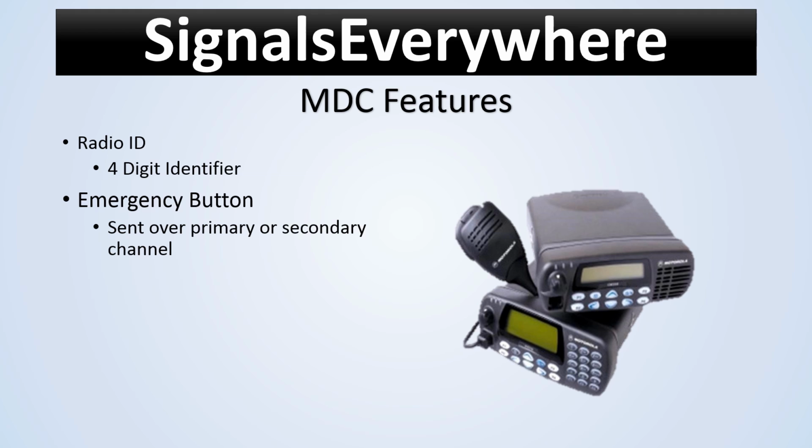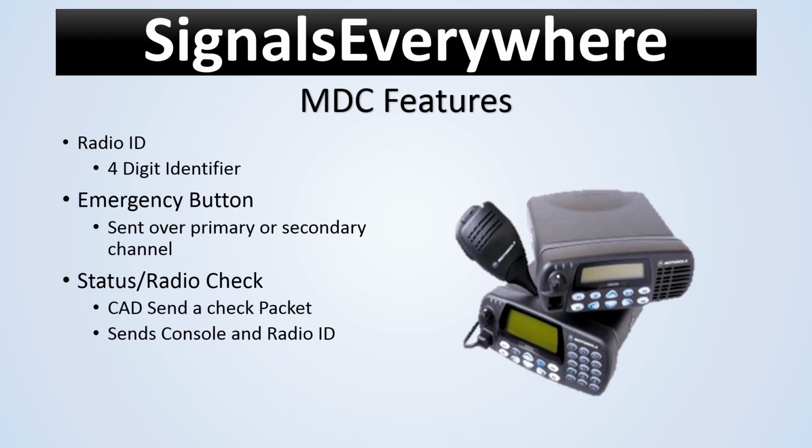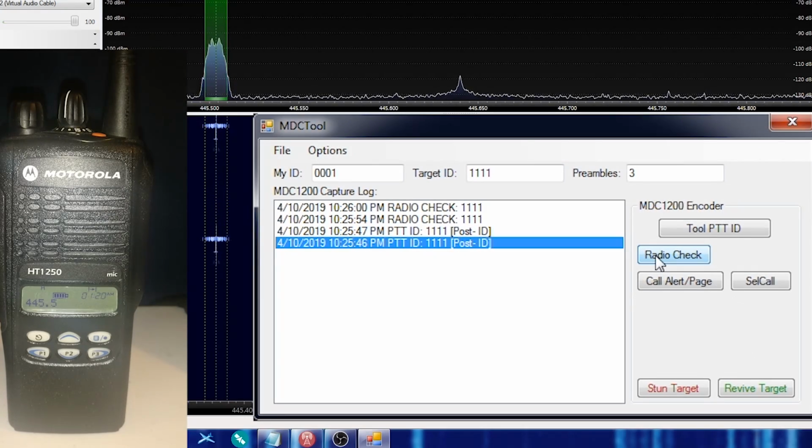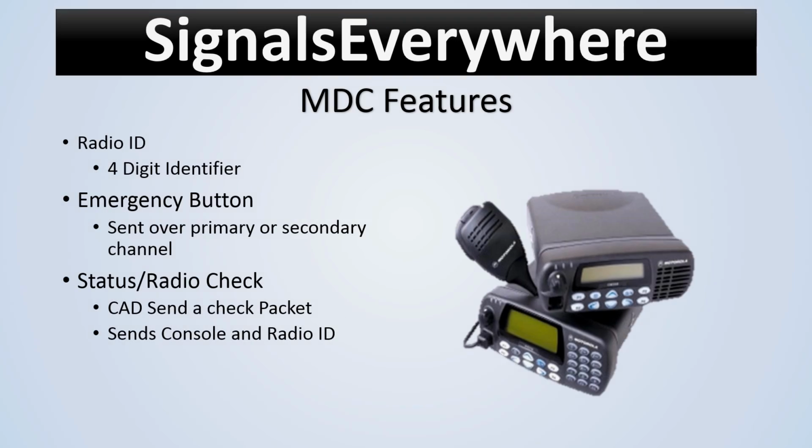Another use you will find with MDC is that of the status or radio check functionality. This gives a dispatcher with a computer-aided dispatch system the ability to send out from their console a radio check packet to any radio on the system using their unique radio's identifier. Depending on the configuration of that radio, it can either ignore this packet or respond with an acknowledgement. This acknowledgement packet is a great way to find out if the radio is still turned on or if it has left the given service range that the radio can operate within. Being able to check on the status of a radio is an invaluable tool.